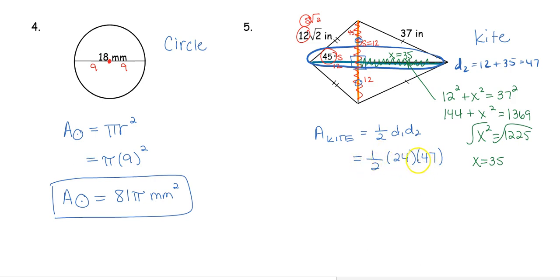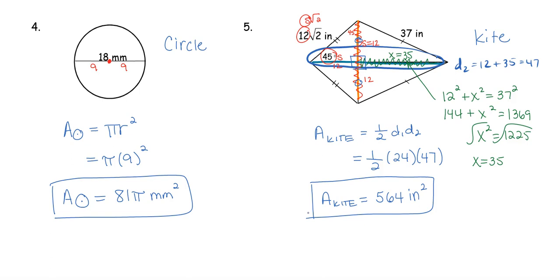Again, we can just go straight to our calculator: 1/2 times 24 times 47. And the area of our kite is going to be equal to 564 inches squared. As we go to do our areas, remember it's important to first identify the shape, second find the appropriate formula, and then make sure that you correctly identify what each of the letters are standing for and find or calculate those based on your diagram. All right, that's it.